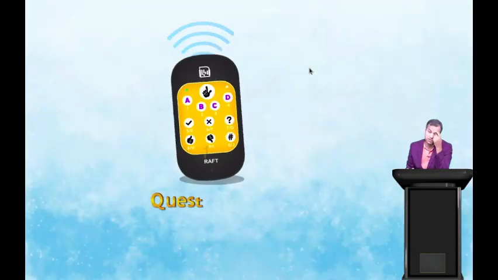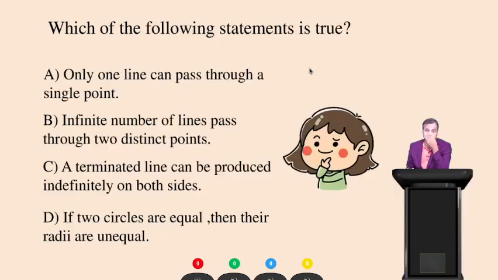Okay, now your last question. Which of the following statements is true? And your time starts now. A: Only one line can pass through a single point. B: Infinite number of lines pass through two distinct points. C: A terminated line can be produced indefinitely on both sides. D: If two circles are equal, then their radii are unequal. So which of the following statements is true?